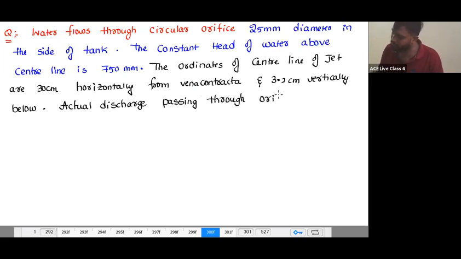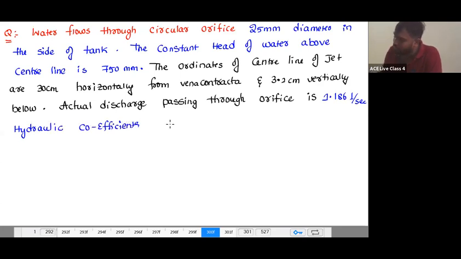The actual discharge passing through the orifice is 1.186 liter per second. Now the hydraulic coefficients: whatever the hydraulic coefficients may be, what are those? See, why I have given this question is that in this question everything is located.